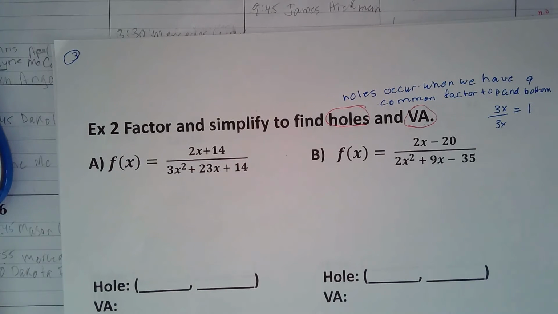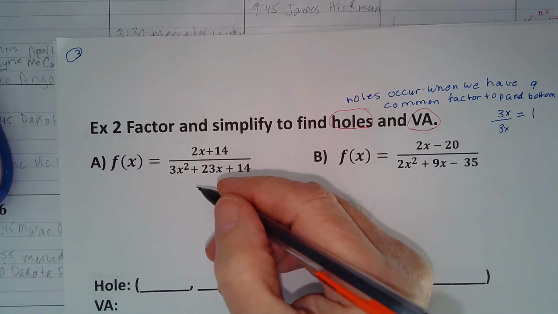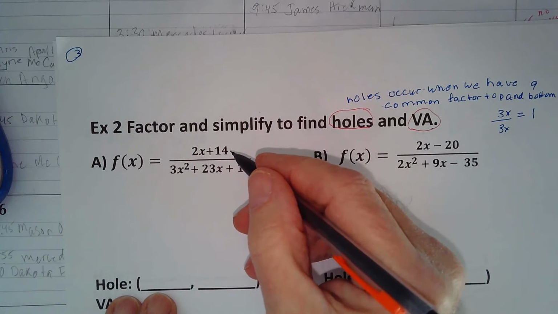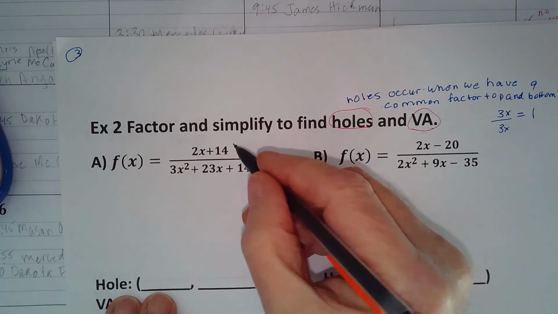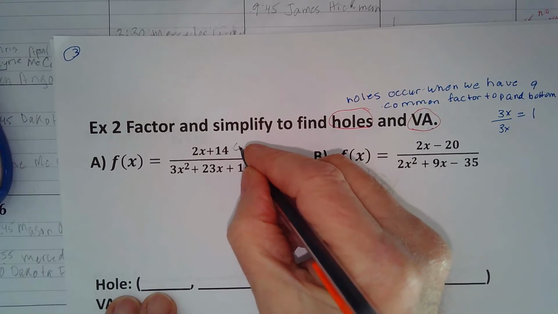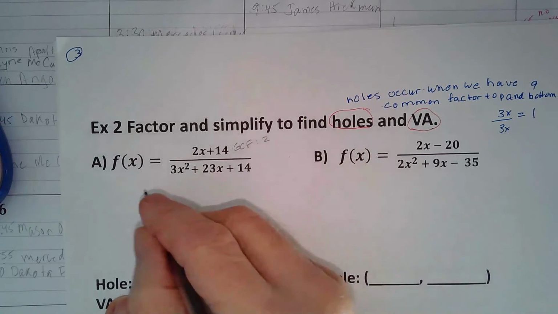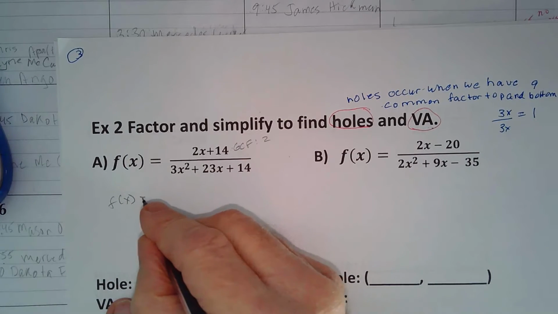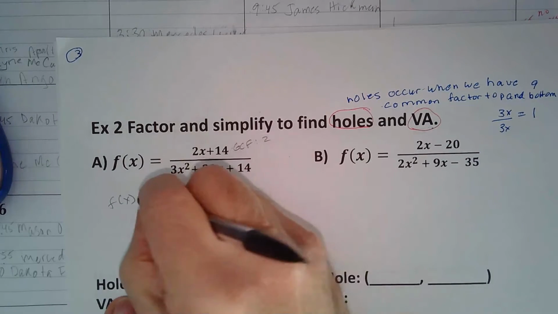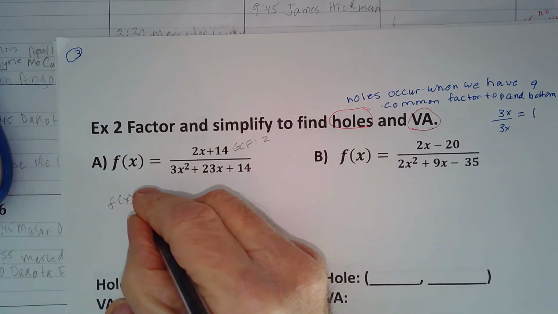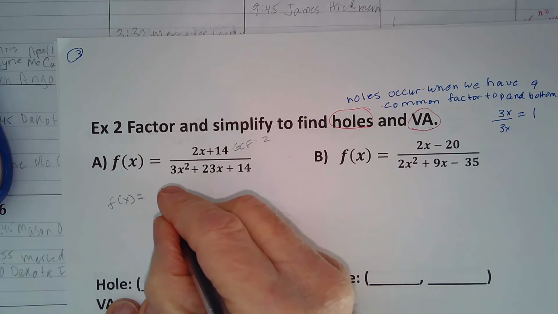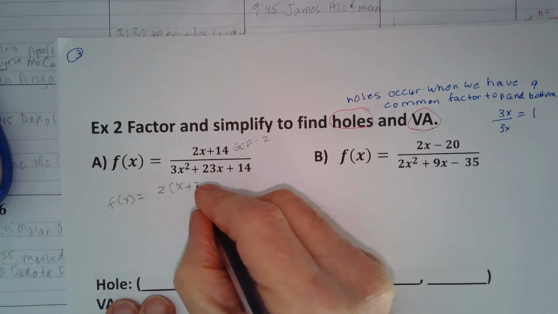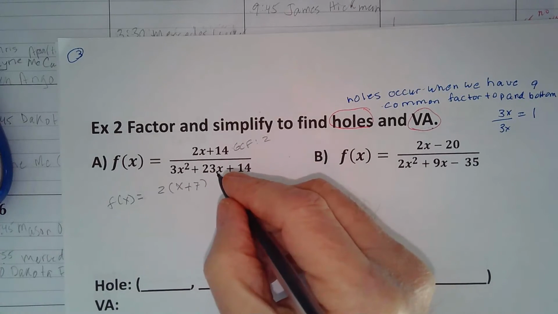All right, so let's start the process. First, we need to factor. So we're going to factor this whole thing. If you look at this, in the numerator, I've got a GCF of 2. So this is f of x equals. And then I'm going to factor the numerator: 2 times x plus 7. Because you divide 2 into 2x and 2 into 14, you get 2 times x plus 7.